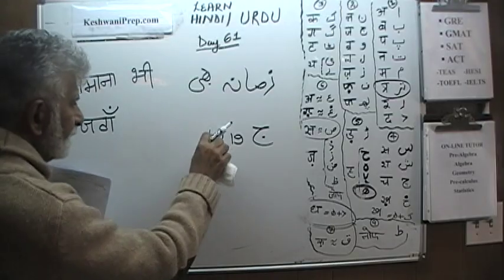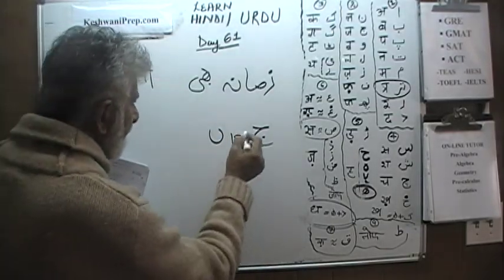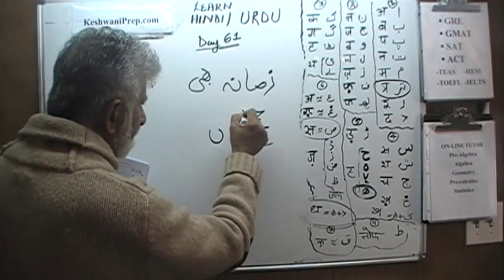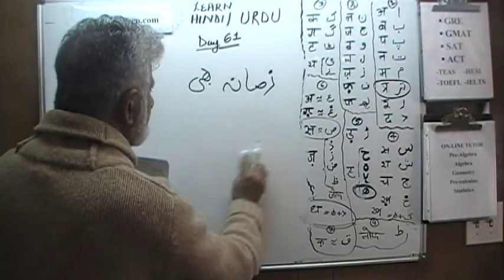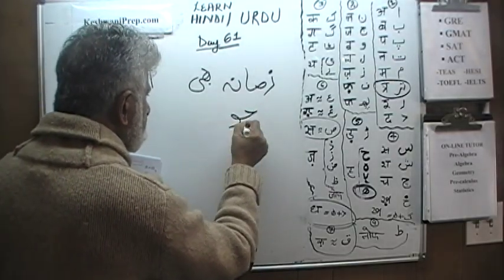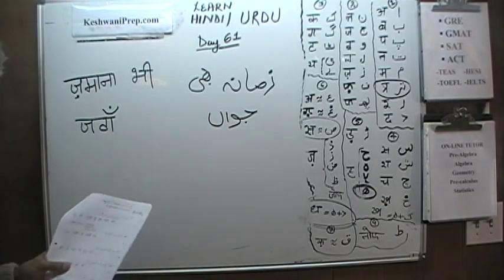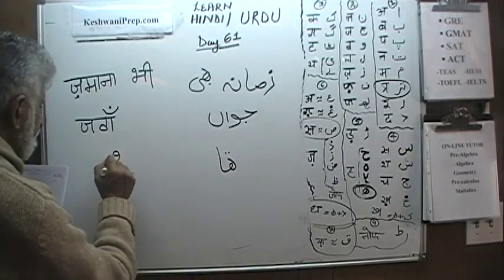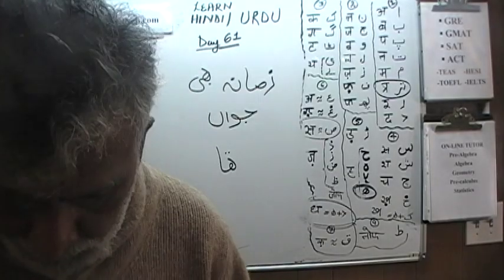And we need to erase this noon, this dot. And we have to combine it. When we combine it, this jo is going to take this shape and it's going to join with the vav, with the alif and a nun gulna. Let's rewrite it. Zamana bhi Jawan tha.